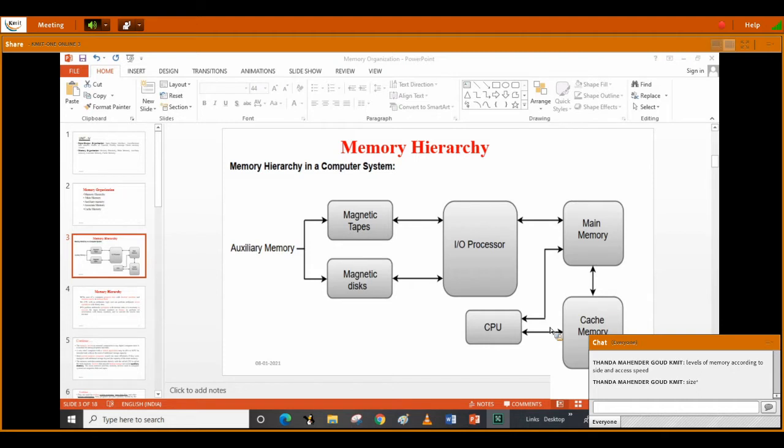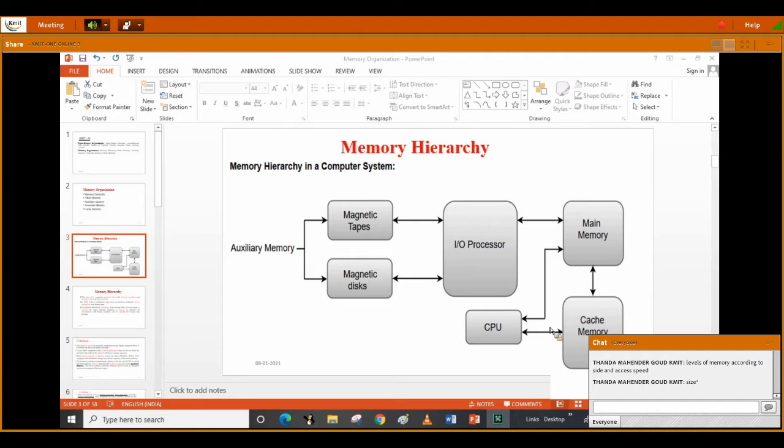We know what the main memory is. Most of the time we use only main memory, that is the RAM. Main memory is called volatile memory. That means whenever we switch off the computer, the entire content of main memory will be lost. Understood?